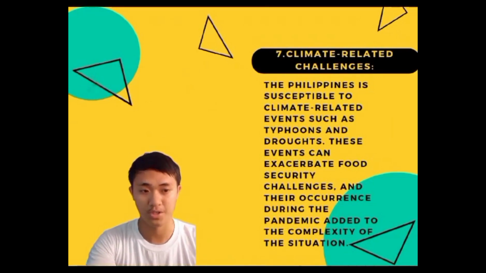And last, the seventh is climate-related challenges. The Philippines is susceptible to climate-related events such as typhoons and droughts. These events can exacerbate food security challenges, and their occurrence during the pandemic added to the complexity of the situation. So those are the factors that influenced the state of food security in the country during the pandemic period.